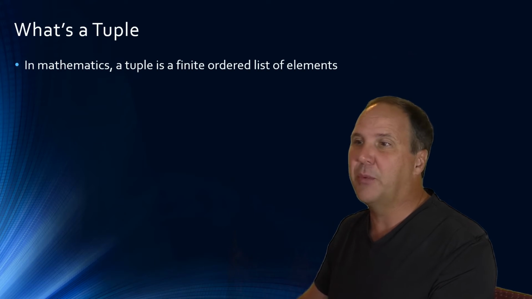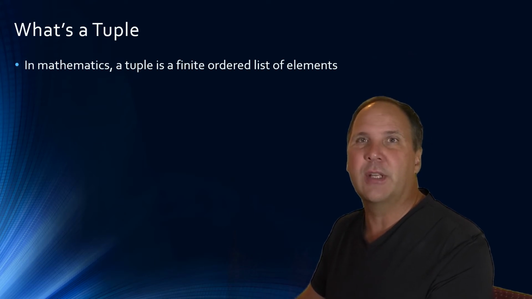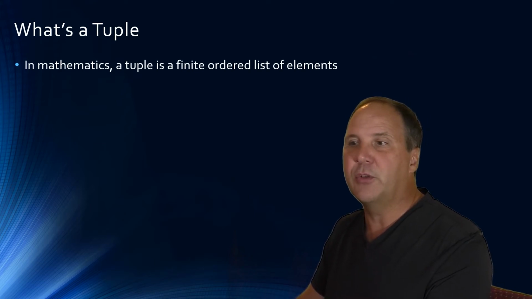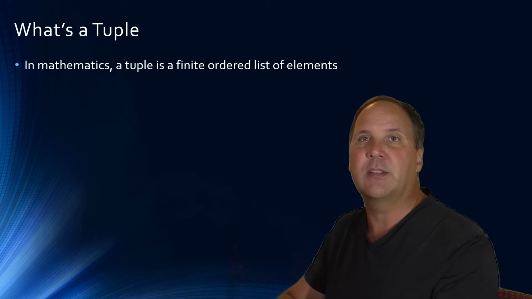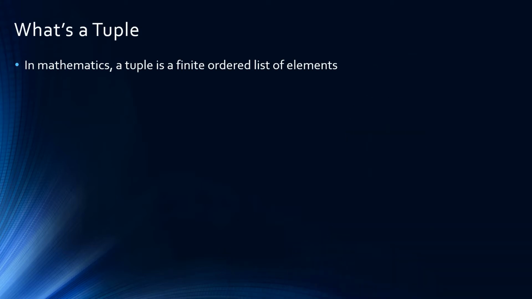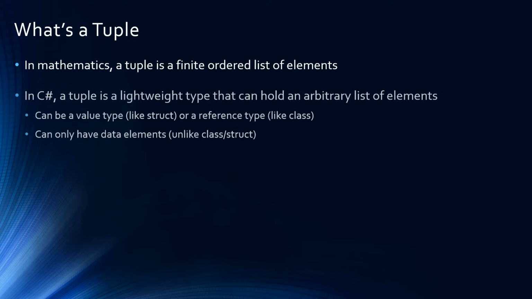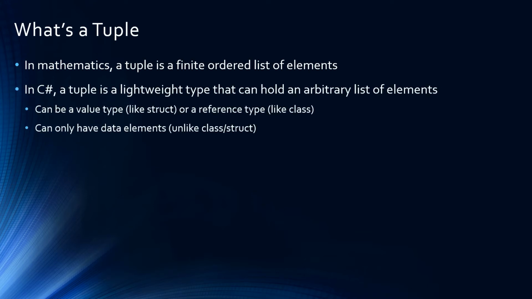Well, in mathematics, according to Wikipedia, a tuple is a finite ordered list of things. In C#, a tuple is a syntactically lightweight type that's really easy to declare and holds an arbitrary list of elements. So it's like declaring a class or struct, but without having to go through all of the syntax to create that.